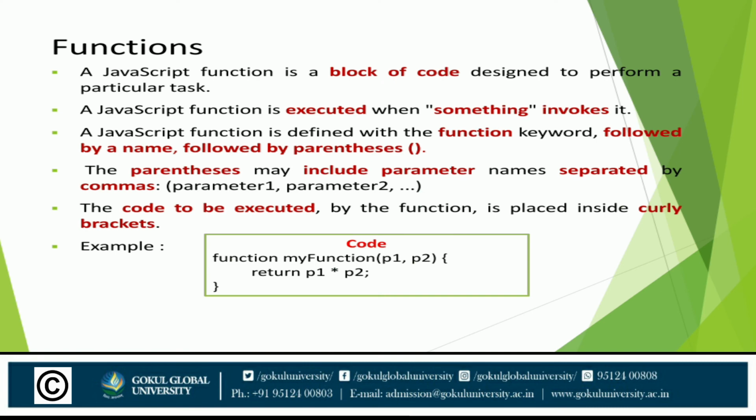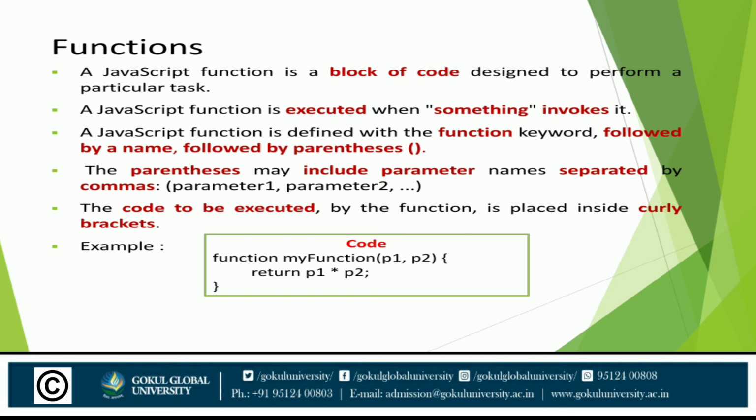Function in JavaScript. A JavaScript function is a block of code designed to perform a particular task. A JavaScript function is executed when something invokes it. A JavaScript function is defined with the function keyword followed by a name followed by parentheses. The parentheses may include parameters, names separated by commas. See example: parameter 1, comma, parameter 2, comma, etc.